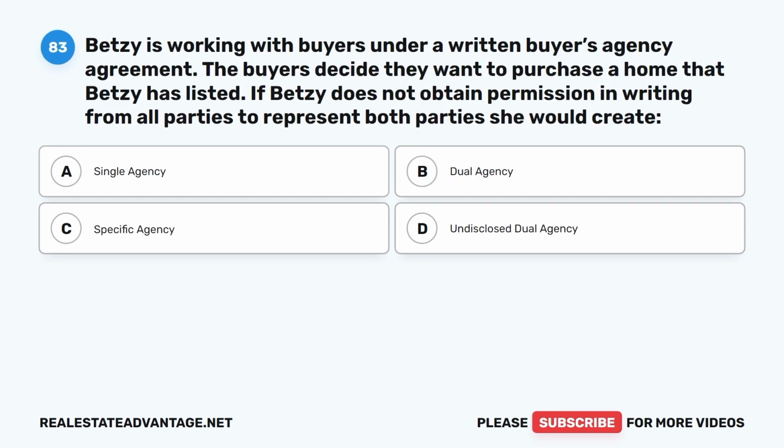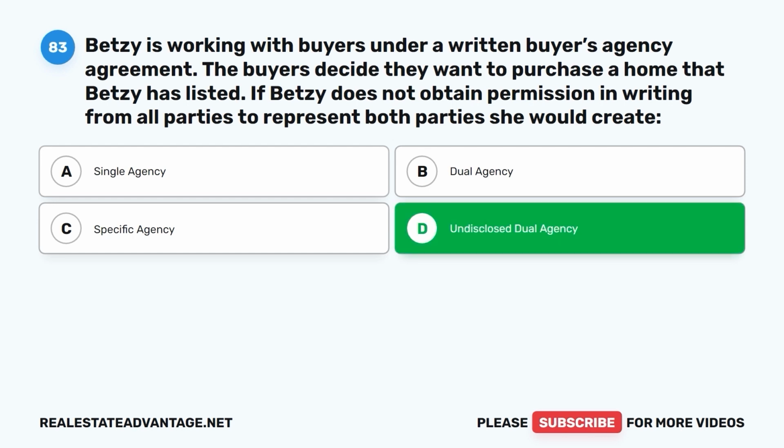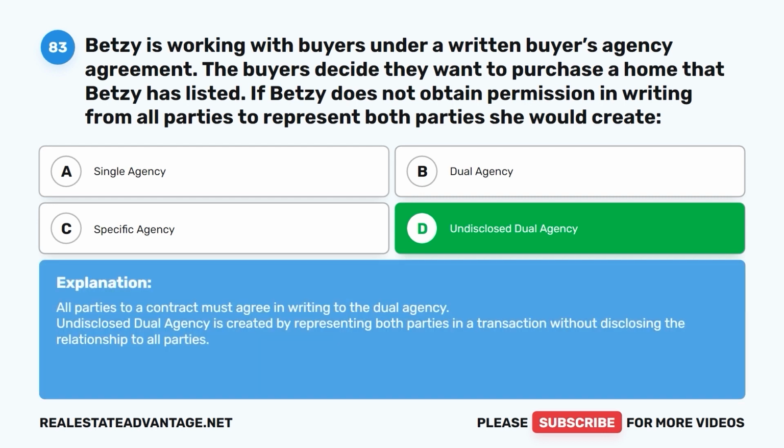Question 83. Betsy is working with buyers under a written buyer's agency agreement. The buyers decide they want to purchase a home that Betsy has listed. If Betsy does not obtain permission in writing from all parties to represent both parties, she would create A. Single agency. B. Dual agency. C. Specific agency. D. Undisclosed dual agency. The correct answer is D. Undisclosed dual agency. All parties to a contract must agree in writing to the dual agency. Undisclosed dual agency is created by representing both parties in a transaction without disclosing the relationship to all parties.